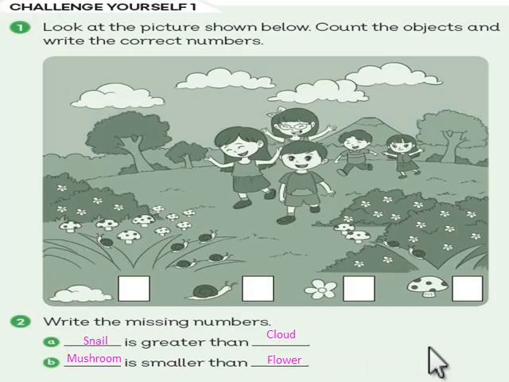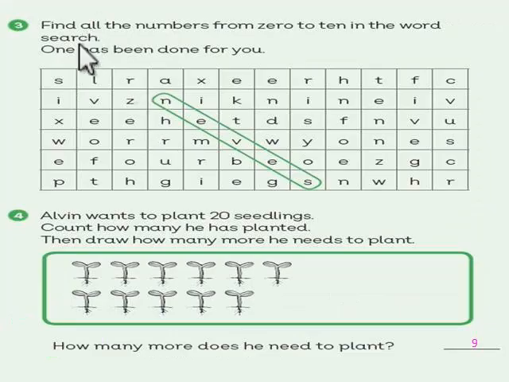And the last part, find the number from 0 to 10 in the word. One has been done for you. So let's find 0 to 10. Okay, how do you spell 0? Z-E-R-O. So where is the 0 here? Then we will make a circle, the 0. Let's find Z. Z-Z, 0. Did you find the word 0?